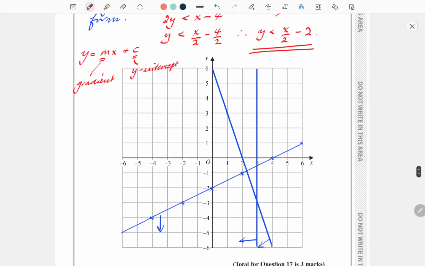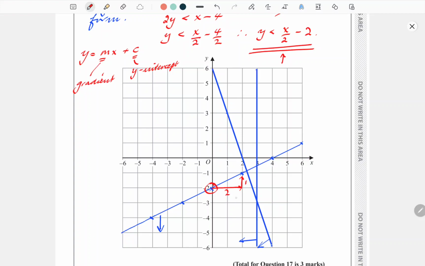Right, what we're going to do, we know that this y is less than x over 2, i.e. half x minus 2, goes through a y-intercept of minus 2, all right? And we know it has a gradient of a half, okay, that one there. So that means it goes, for example, 2 across and 1 up.